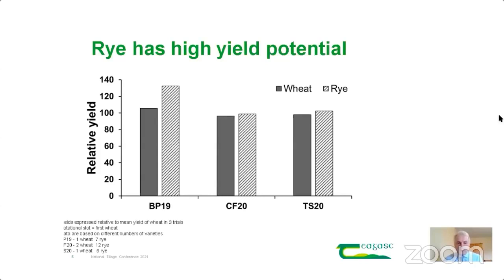What I've presented here is the relative yield of the wheat in the solid bar and the rye in the hatched bar, and how the two crops compared. You can see that the rye compared very favorably with the wheat, at least as good as the wheat in all the trials. And particularly for the 2020 trials, the conditions were less than favorable for the rye.